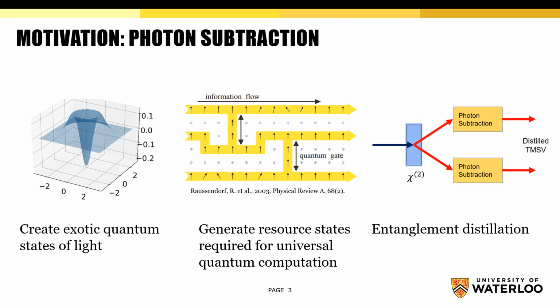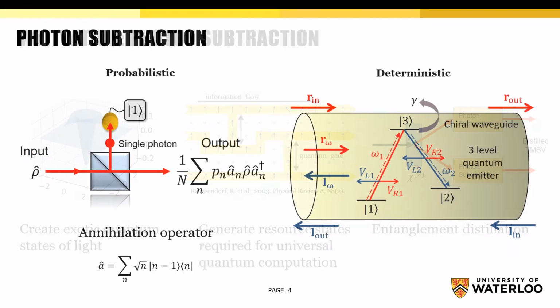Now, there are several key components needed by a quantum processor to surpass its classical counterpart. Photon subtraction can be used as a tool to attain several of these key components. For example, photon subtraction can be used to create exotic quantum states of light, to generate non-Gaussian resource states required for universal quantum computing, and also help in entanglement distillation.